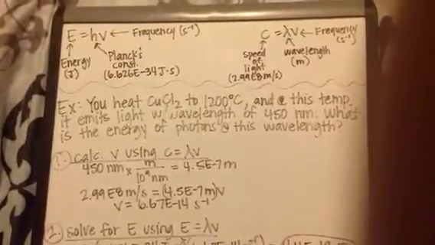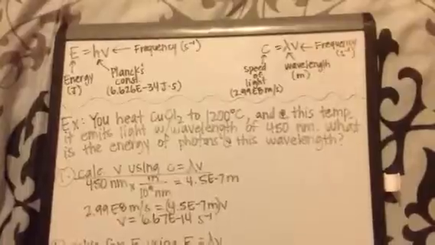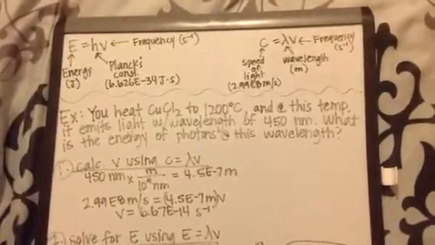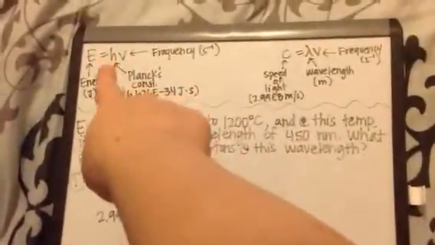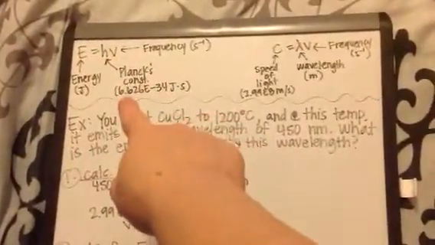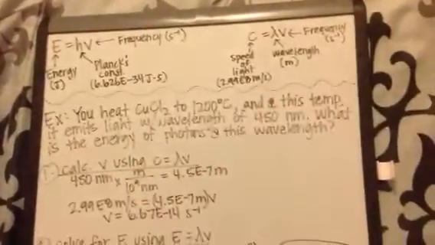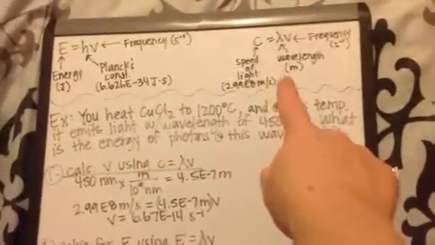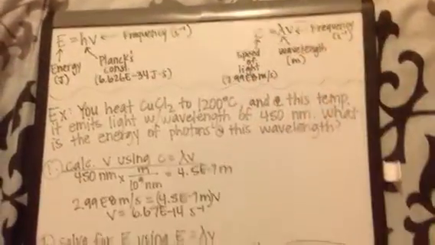Okay, here's another problem. This time it's a two-step problem. We're going to use two different equations. We're going to use the relationship between energy, Planck's constant, and frequency. That's this one. Planck's constant is 6.626 times 10 to the negative 4 joule seconds. And we're also going to use our previous equation involving speed of light, wavelength, and frequency.